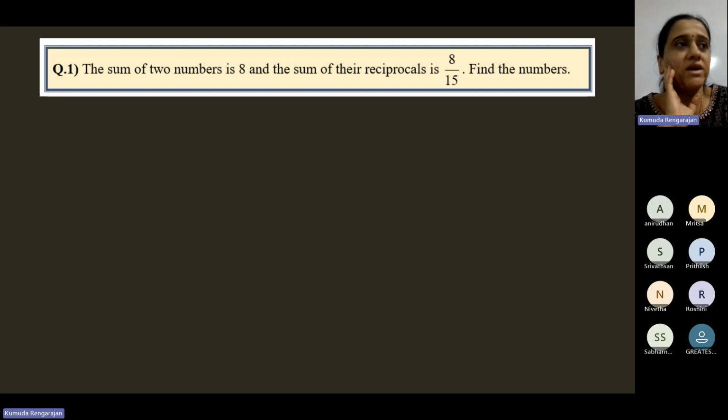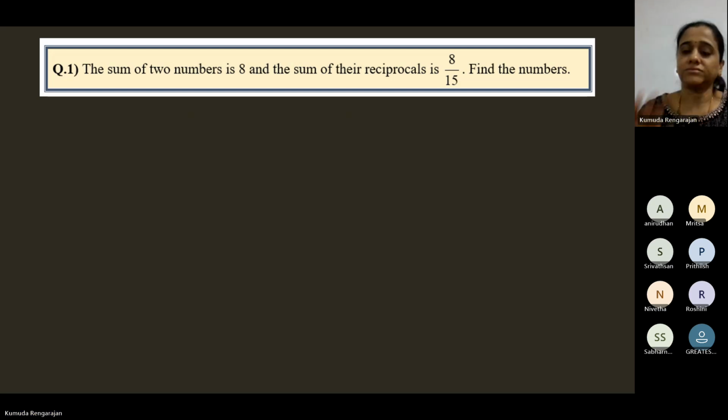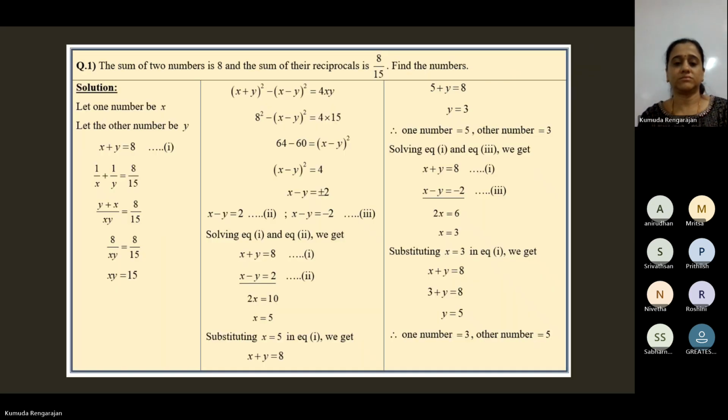So if the numbers are x and y, children, what is the reciprocal of x? 1 by x. What's the reciprocal of y? 1 by y. What's the sum of the reciprocals then? 1 by x plus 1 by y is equal to 8 by 15. Use the presentation to understand and complete the answer.